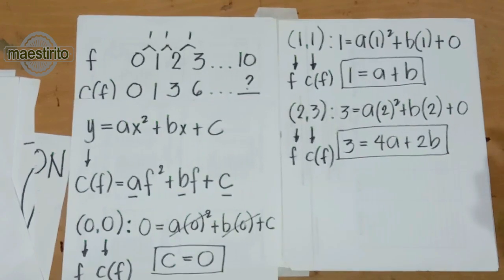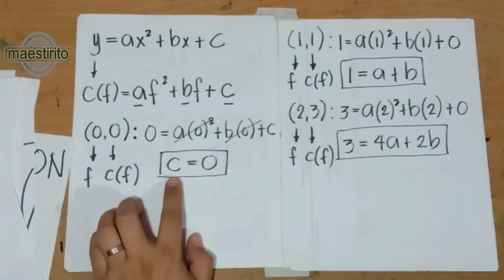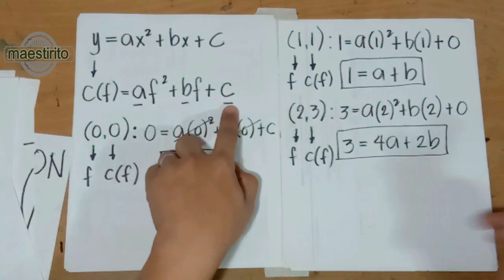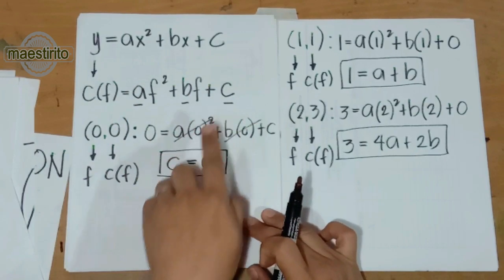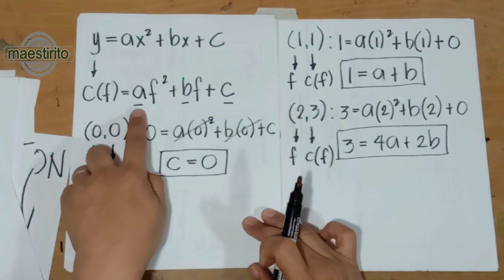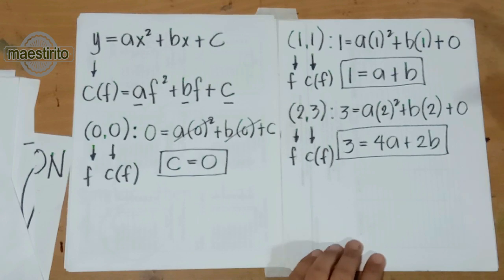So again, you already have the C. This is our model anyway. This is our guide. We already have the C, which is 0. We do not have yet the A and the B. And these are the two equations that we will be needing to solve for A and the B. So let me do again the two methods. The first one is by substitution. The second one is by elimination. Okay?